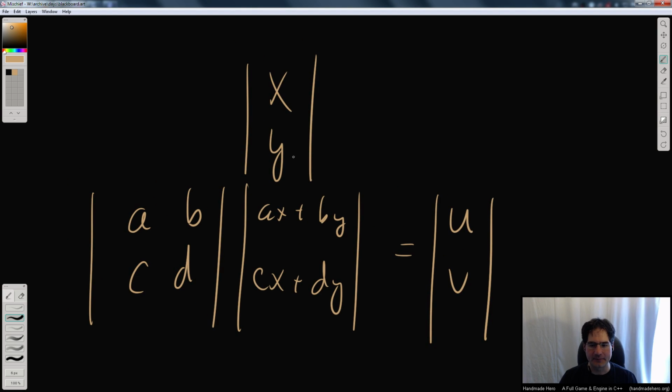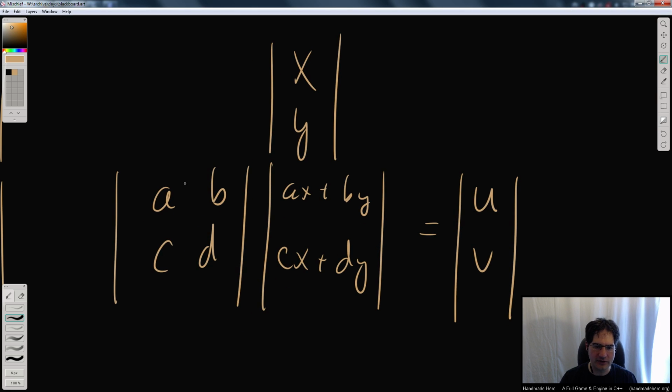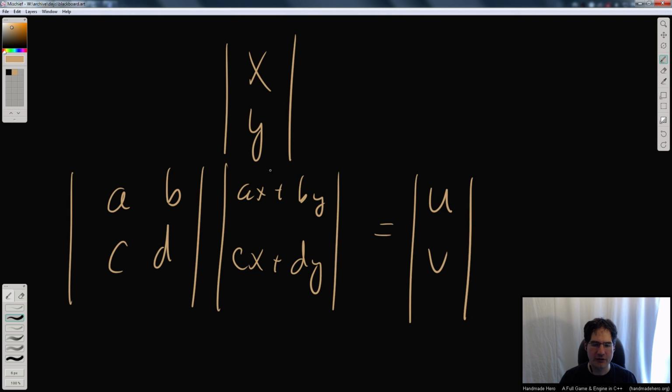Because here's a system, right? We know that this is how we would do this multiplication of vector times matrix. That's what we're doing, vector times matrix. We know what it would produce. We would know how to do it forward if we had to do it forward.